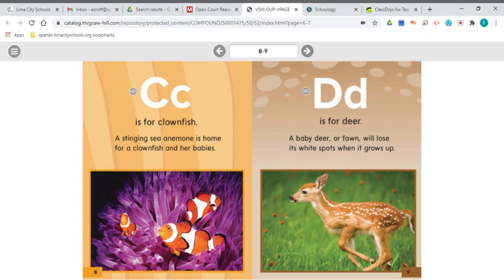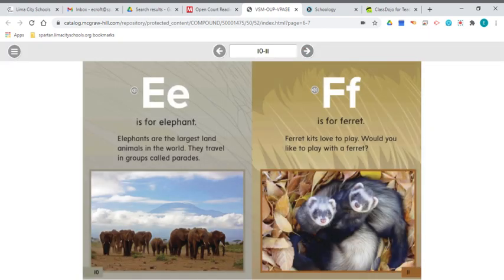A baby deer or fawn will lose its white spots when it grows up. E is for elephant. Elephants are the largest land animals in the world. They travel in groups called parades. F is for ferret. Ferret kids love to play. Would you like to play with a ferret?